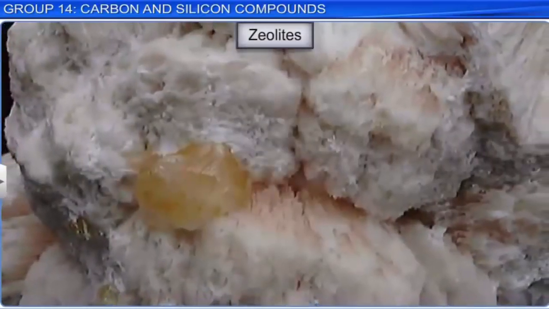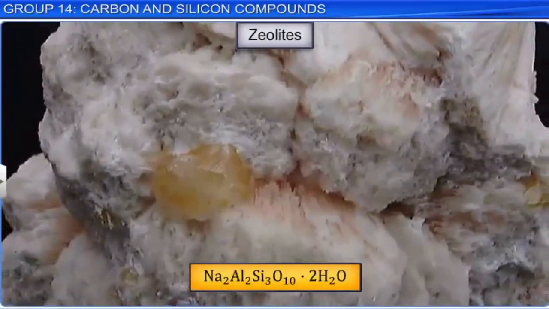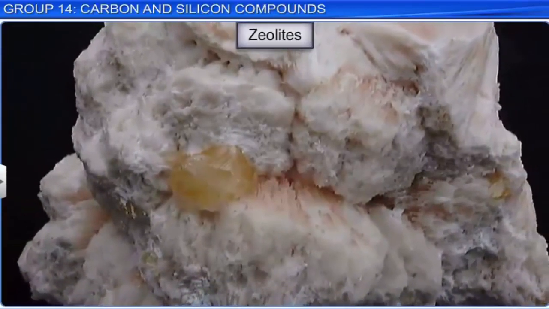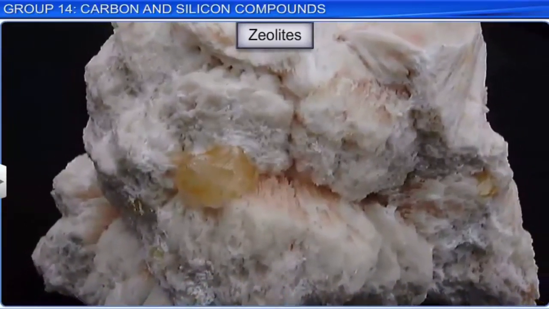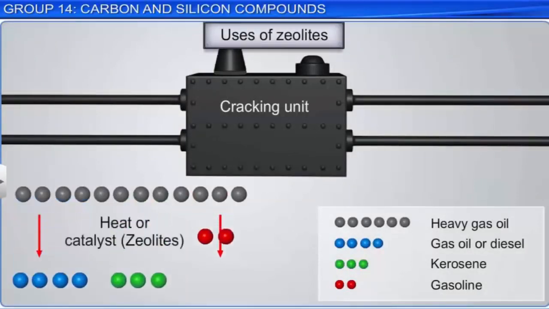Zeolites are hydrated aluminosilicates. They are microporous, with tiny cavities in their structures, as shown in the illustration. Zeolites have a variety of uses. They are used as catalysts in the petrochemical industry, for example, in the cracking of hydrocarbons.